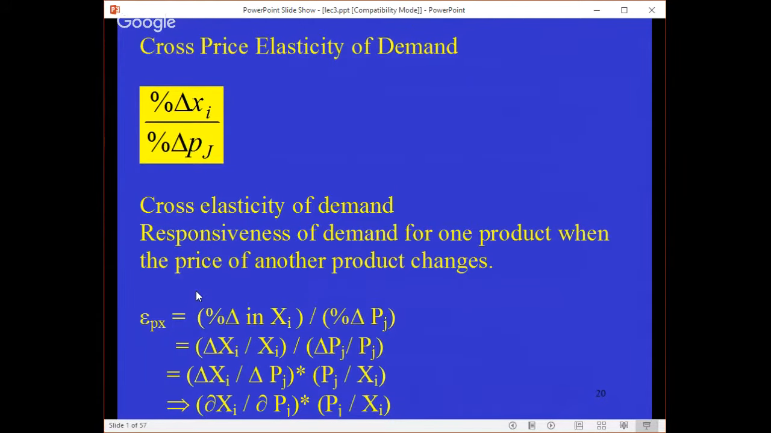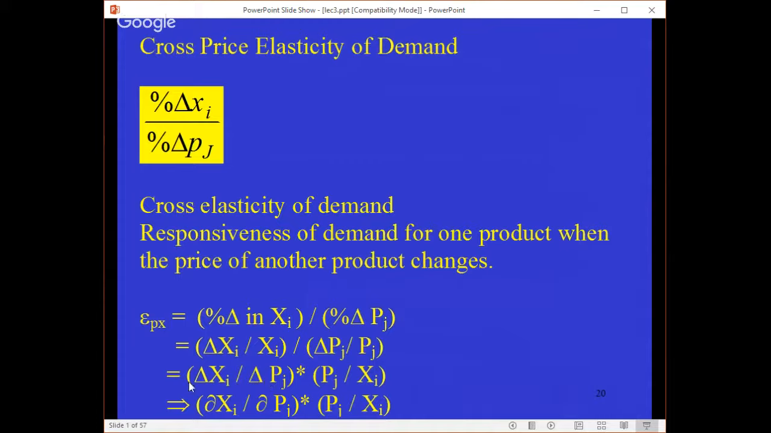So let's start with, we've already done the own price elasticity of demand. Let's do cross price elasticity of demand. I have the percentage change in Xi over the percentage change in PJ. I just do the algebra I did before. I get the change in Xi over Xi divided by the change in PJ over PJ. I can rewrite that as a change in Xi over the change in PJ times PJ divided by Xi.